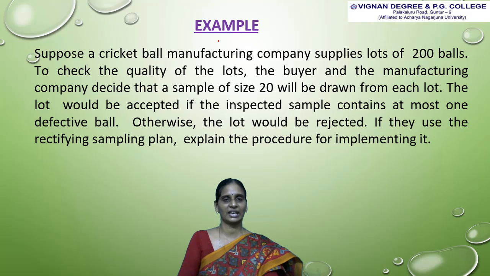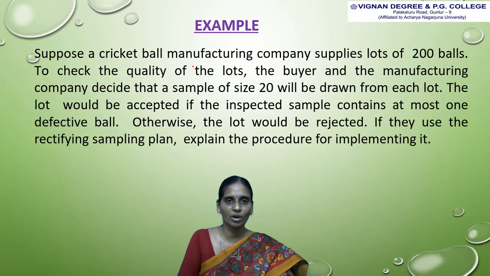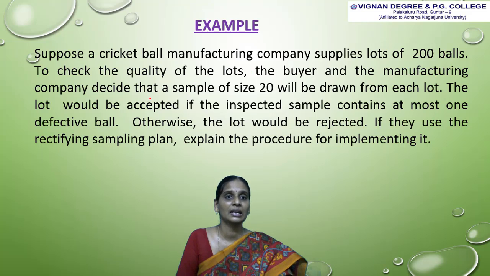Here I am taking one example. Suppose a cricket ball manufacturing company supplies lots of 200 balls. To check the quality of the lots, the buyer and the manufacturing company decide that a sample of size 20 will be drawn from each lot. The lot would be accepted if the inspected sample contains at most one defective ball. Otherwise, the lot would be rejected. If they use the rectifying sampling plan, explain the procedure for implementing it.